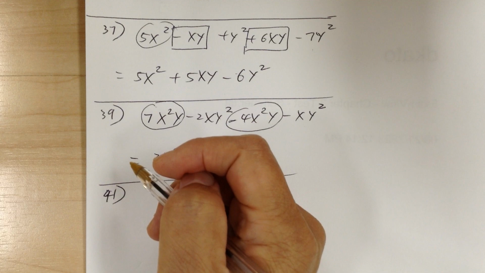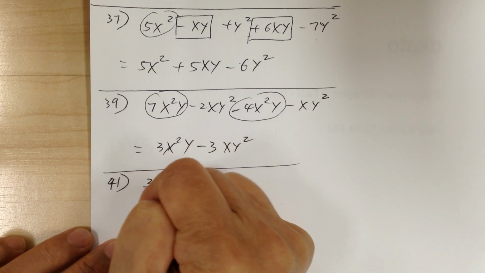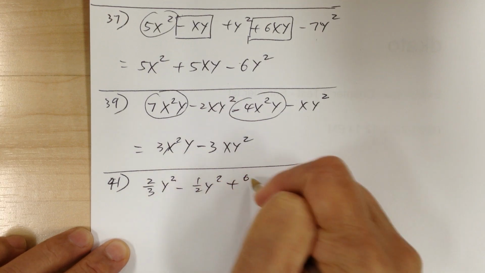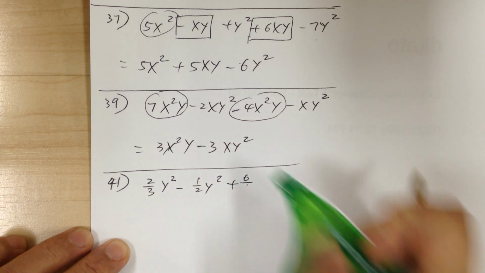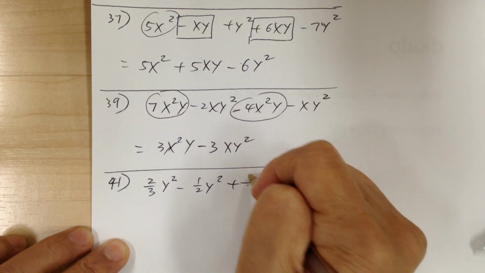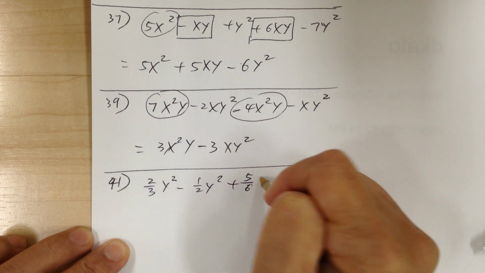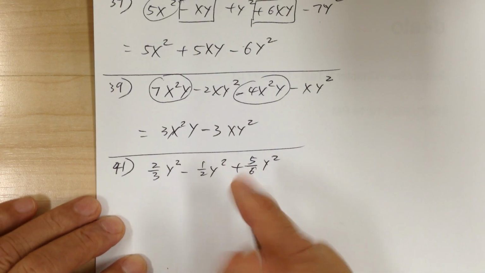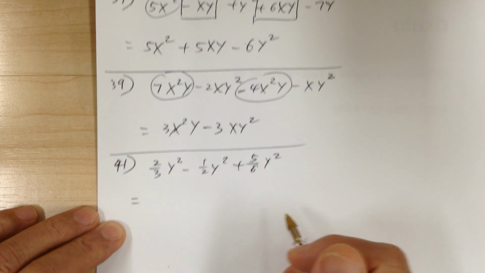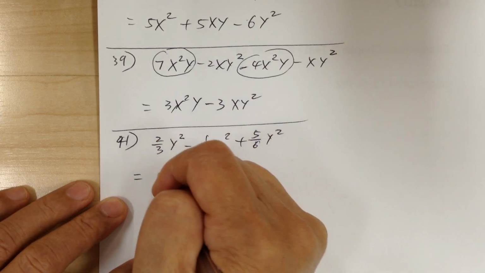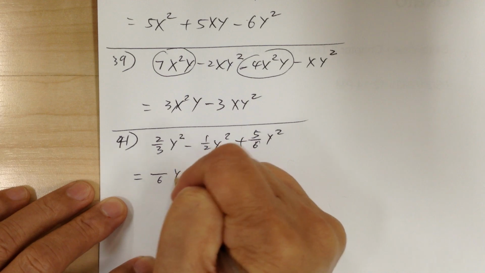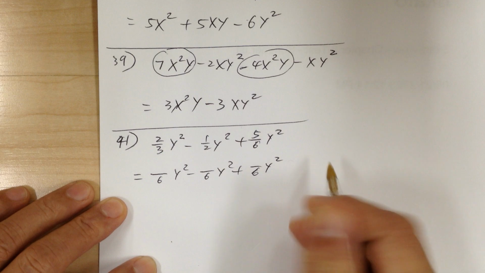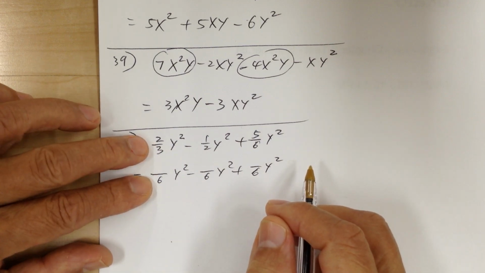Okay, number 41. You have 2 over 3 y squared minus 1/2 y squared plus 5 over 6 y squared. Okay, so all these are like terms, so we have to just add all this together. To add fractions, you have to get a common denominator. So the common denominator would be 6. So let's go and do this first. Get our common denominator ready. So from here to here, you have to multiply by 2.